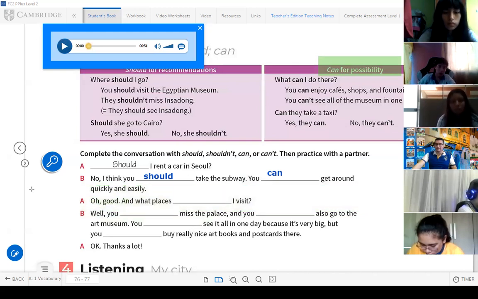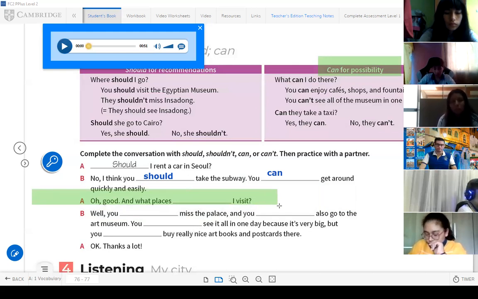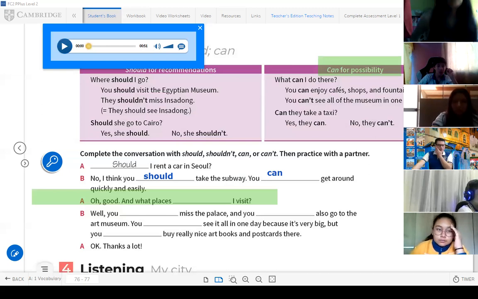Oh, good. And what places, what do you think? Possibility or recommendation? ¿Será una possibility o será una recommendation? What do you think? Possibility or recommendation? Tell me the answer. Possibility. Okay, possibility. What places can I visit? Could be a possibility, yeah?